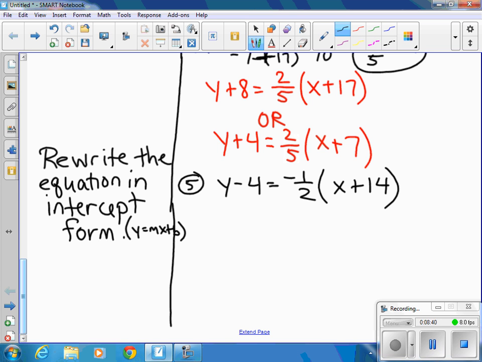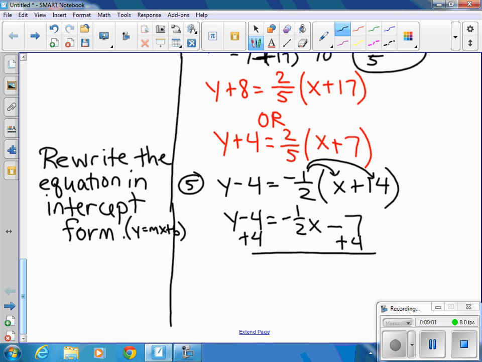All right, so after distributing, I've got y minus 4 equals negative 1/2 times x is negative 1/2 x. Negative 1/2 times positive 14, a negative times a positive is a negative, half of 14 is 7. So negative 1/2 times 14 is negative 7. Right? Now one more step that I need to do, I need to get this y by itself, so I'm going to add 4 to both sides. Line them up under their like terms. So now you get y equals negative 1/2 x minus 3. This equation that you ended up with is intercept form for the point slope form that you started with.